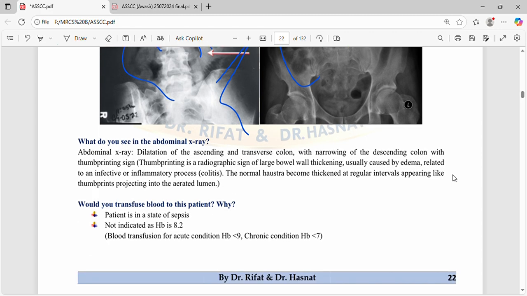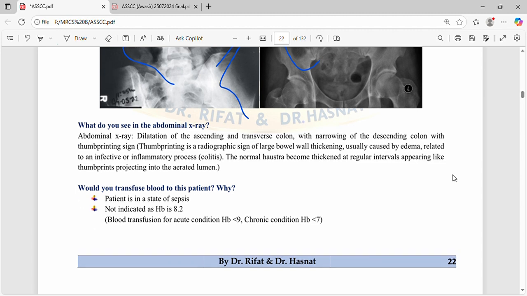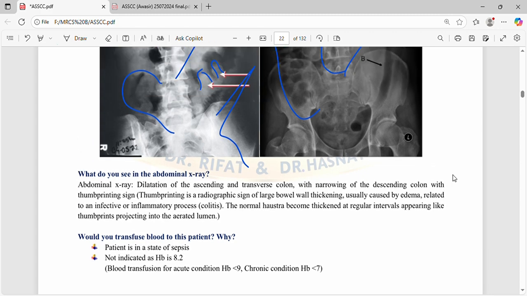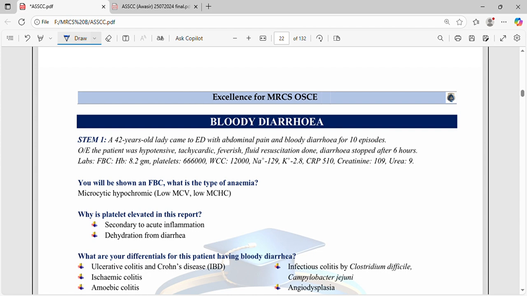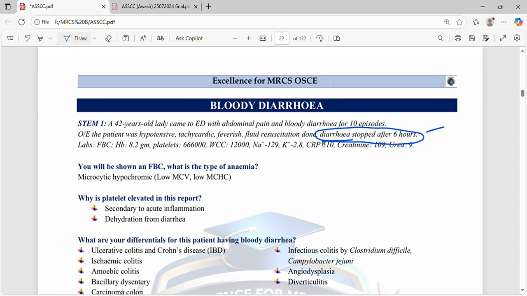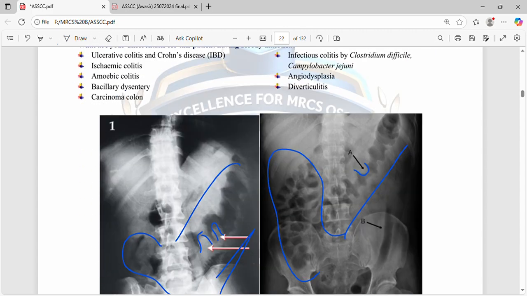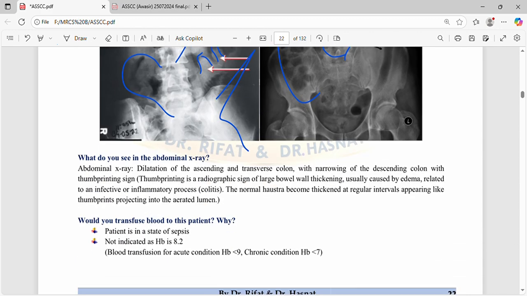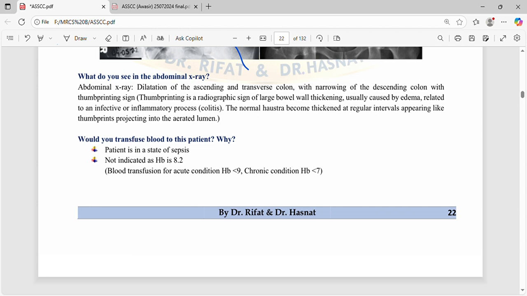So why would you not transfuse blood to this patient? The patient is in a state of sepsis, not indicated as HB is 8.2. So there is no need for blood transfusion. Plus, the diarrhea has stopped, so there is no need. In acute cases, we transfuse when HB is 9, and when there is active bleeding, you can transfuse the blood.